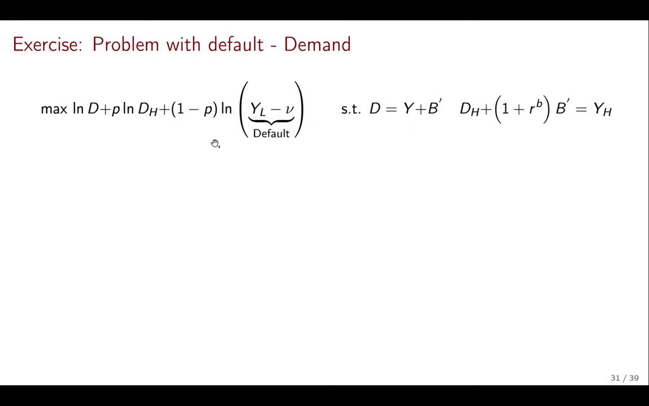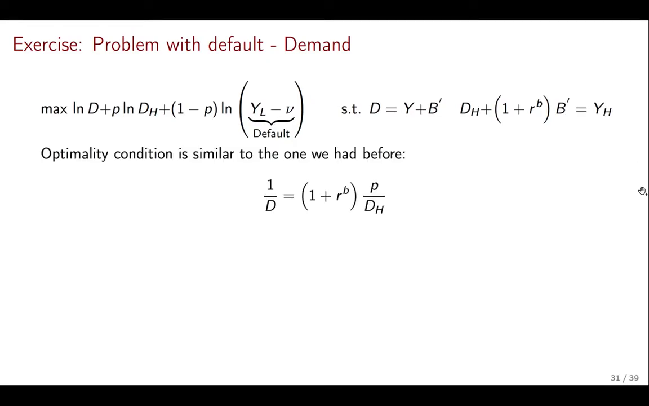Remember, it's the same problem we had before, just that now if there is default, this is going to be how much the country can demand. This is the same budget constraint we had before for the present period and for the case of high output. The optimality condition is very similar to the one we had. The only difference is that when we do the expected cost of getting the debt, we know that with probability 1 minus p, that cost is 0 because you're not paying. And so in this case, what we're going to have is just with probability p, a cost of 1 over DH.